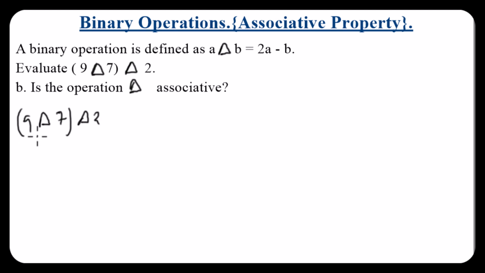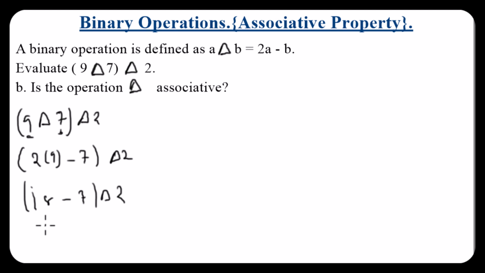Start with the one in the bracket first. So 9 becomes our A, and 7 is our B. And then what do we have? We have 2 times 9 minus 7, then close the bracket, and then delta 2. Now 2 times 9 gives us 18, minus 7, and 18 minus 7 is simply 11. So we have 11 delta 2.